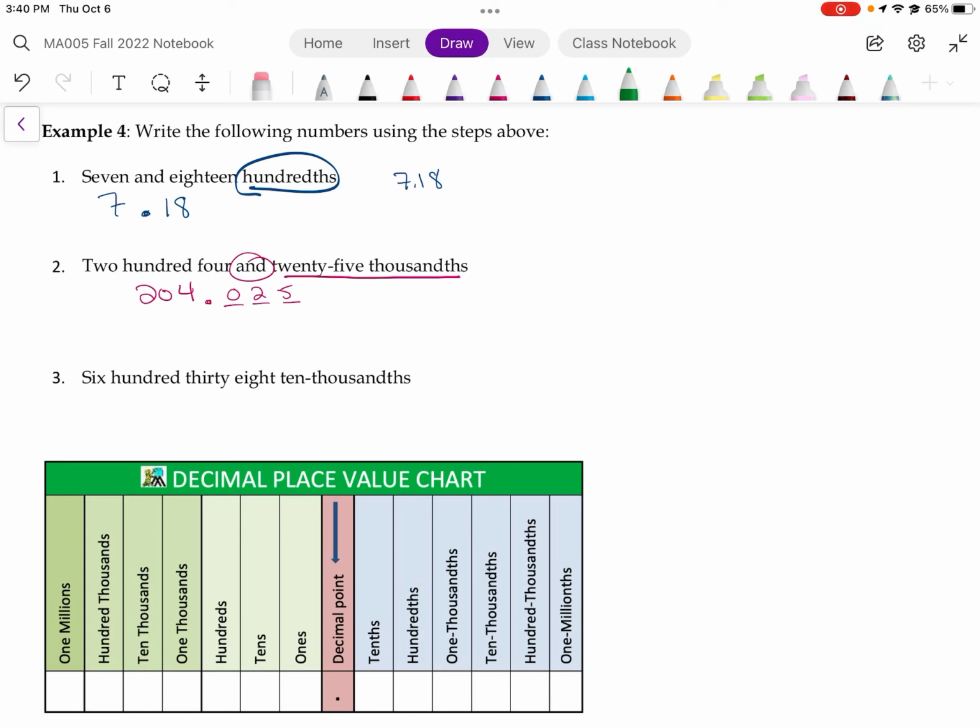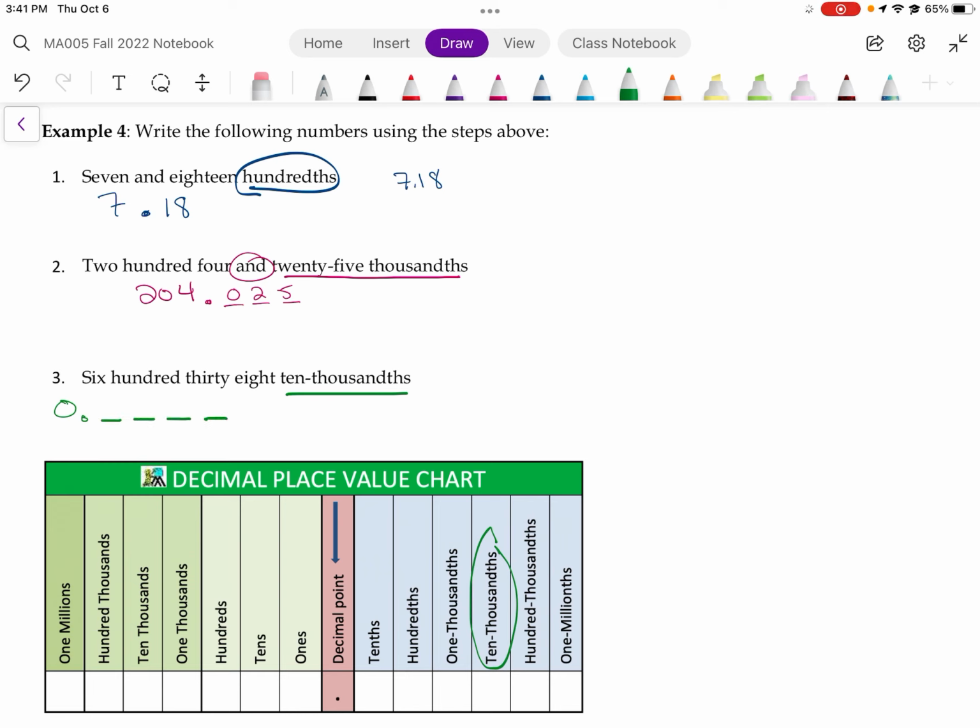All right, so the next one is 638 ten-thousandths. So I don't see "and" anywhere, so that means it's going to be 0 point. So 638 ten-thousandths. Let's look at ten-thousandths and see where that place value is. That's the fourth one. So if I didn't have a chart, I'd go 1, 2, 3, 4. All right, so I would figure out where 638 is.